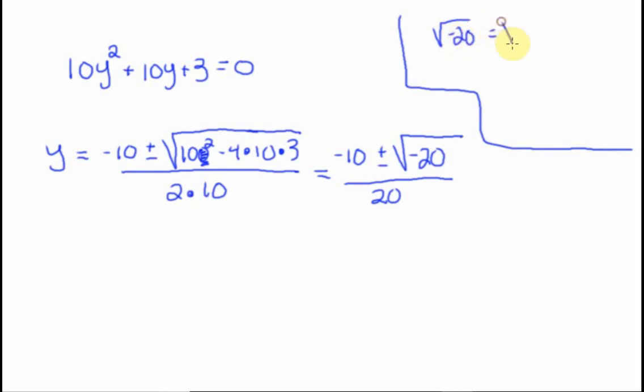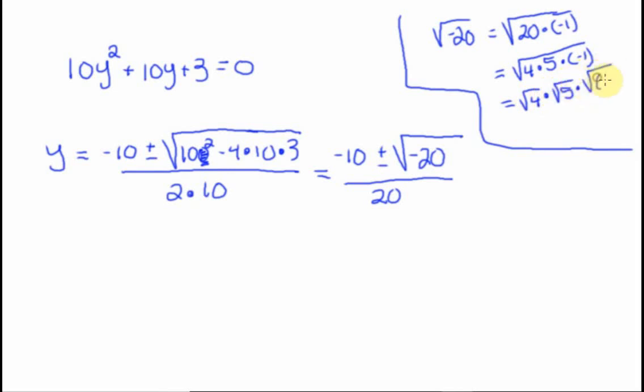Well, remember, I can always break things up by multiplication and call this 20 times negative 1. And then, is there a perfect square that divides evenly into 20? And the answer is yeah, it's 4. So square root of 4 times 5 times negative 1. And the rule tells me that all of these pieces can get their own square root, their own radical, because the operation between them is multiplication.